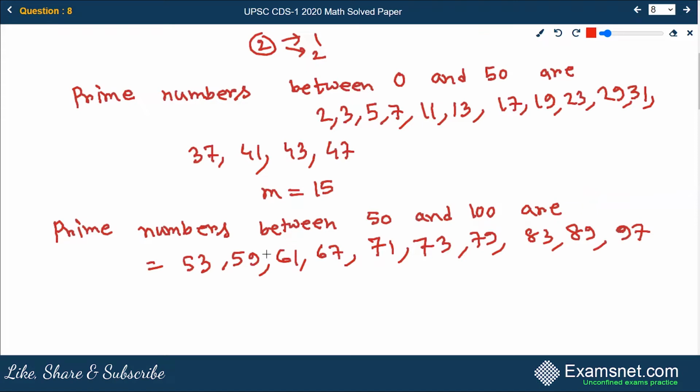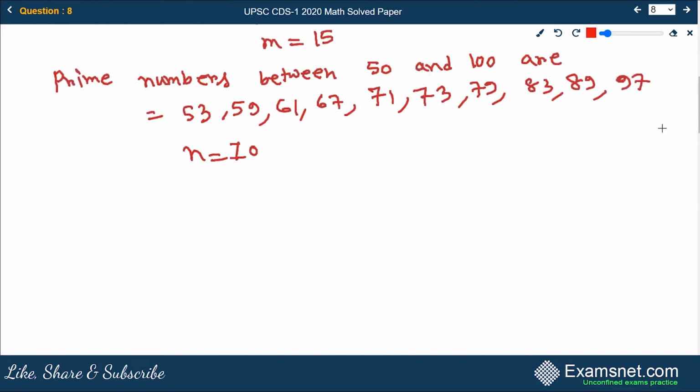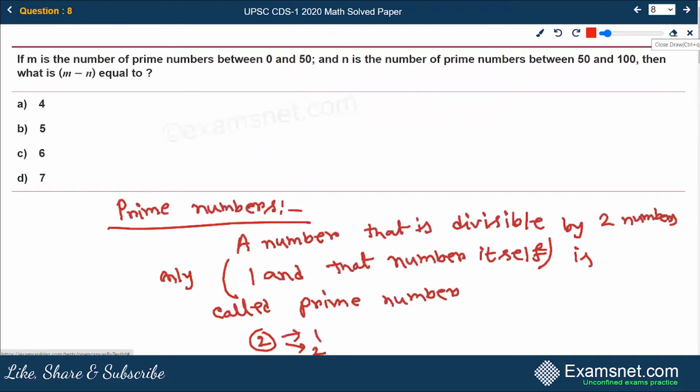So how many numbers are there? 1, 2, 3, 4, 5, 6, 7, 8, 9, 10. So since n is the number of prime numbers between 50 to 100, n equals 10. So m minus n will give us 5. The value of m minus n is 5. Option B is the correct answer here.